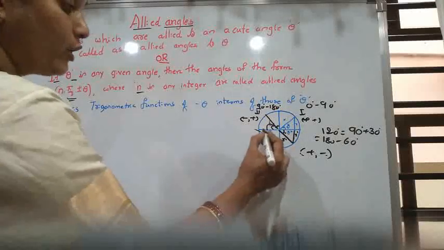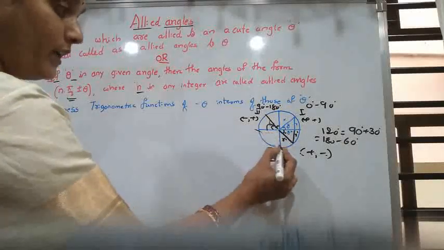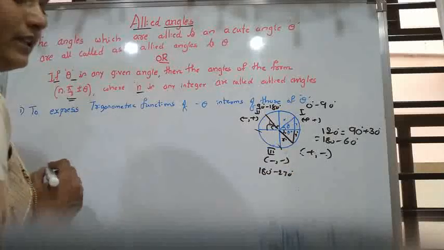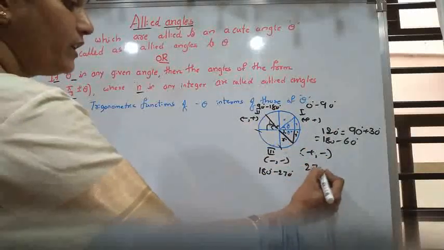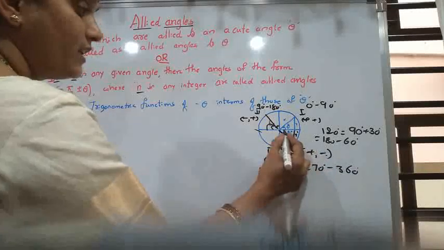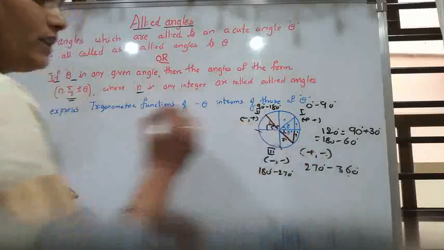Similarly, in the third quadrant, it is more than 180, less than 270, that is 180 degree to 270 degree. And in the fourth quadrant, it is more than 270 degree, up to 360 degree, one complete rotation.